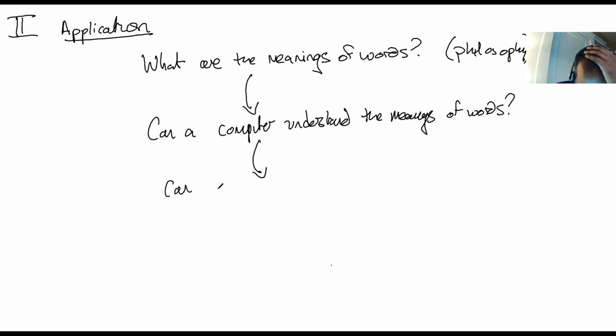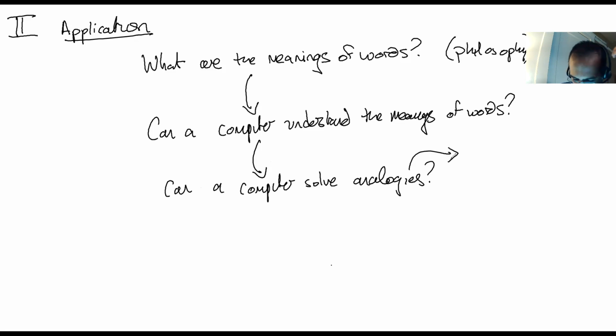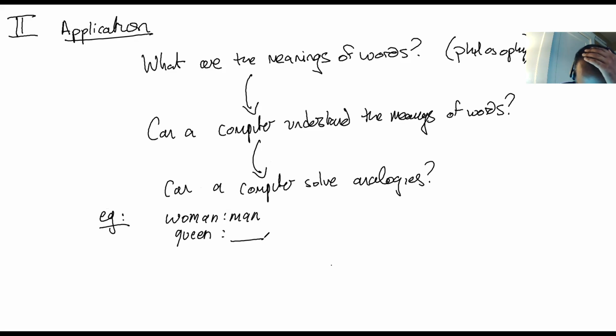And so one question you can ask is, can a computer solve analogies? So analogies are these things that you probably saw in the SAT. So for example, here's a simple analogy. Woman is to man, as queen is to what? So this is the analogy considered in this Google paper that I cited, or one of the analogies in the introduction.